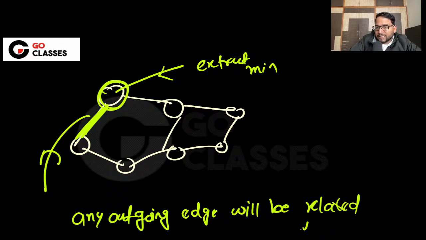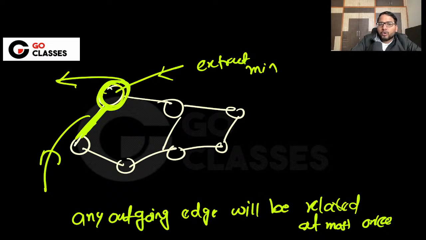Why is that the case? Because you will be relaxing this edge only when you are taking it out, or extracting it, from the priority queue. Then only you will be relaxing all the outgoing edges. So let's suppose this is already out of the priority queue.